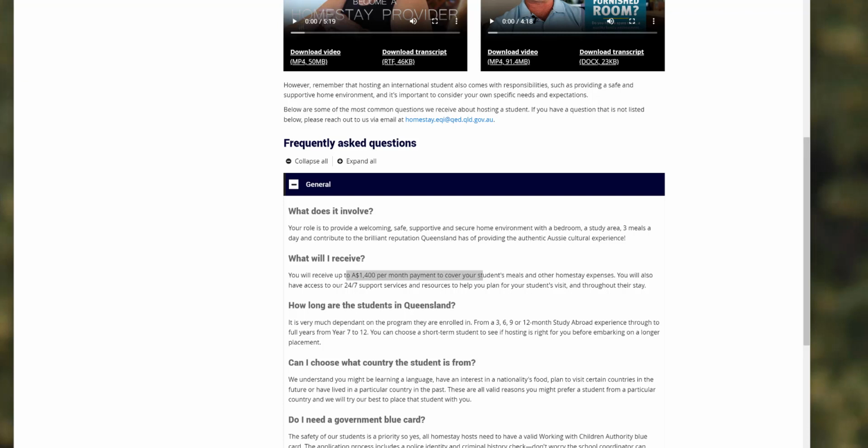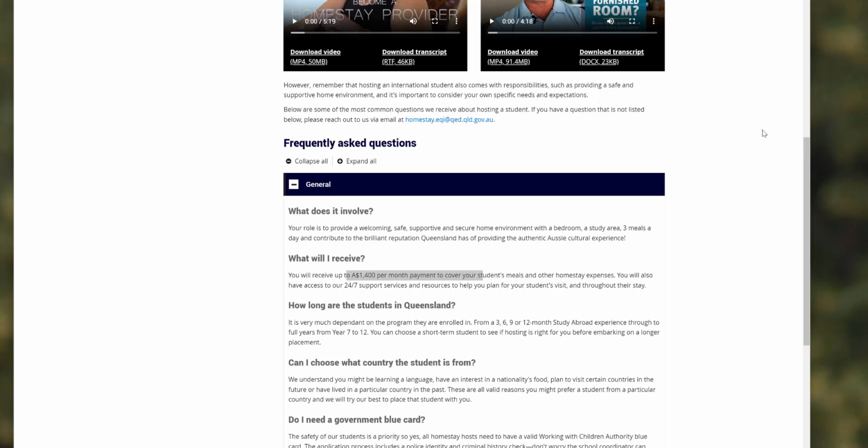Now, when you're deciding what type of student would best fit your family, you can give the school a short list of what you are after. So you can say whether you want a short term or a long term, the age range that you're interested in, the gender, so male or female, and you can also have a little bit of a preference for the countries that they're coming from. For us, we loved hosting Japanese students because our kids were learning Japanese in school. So that was a good cultural exchange for us.